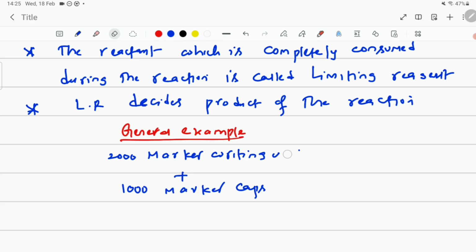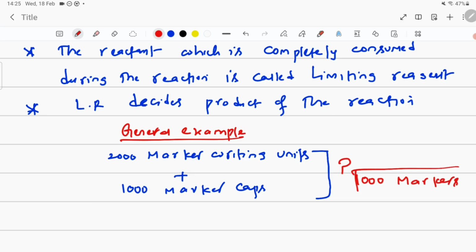If I ask one question using these two components: writing unit meaning excluding cap, to make a full marker we need to join one writing unit with one cap. So how many markers can we make by using this? Even though 2000 marker writing units and 1000 marker caps are available, you can make here 1000 markers.